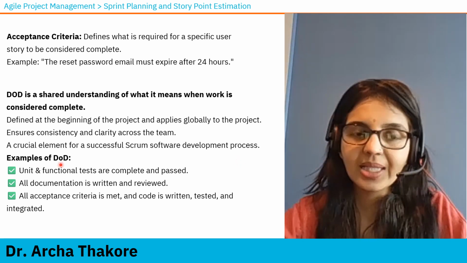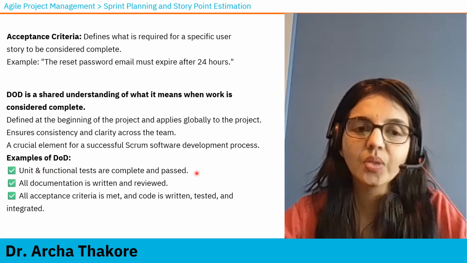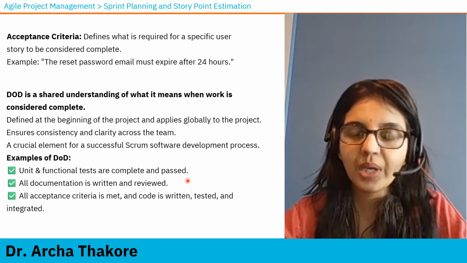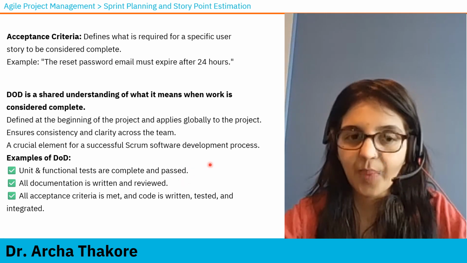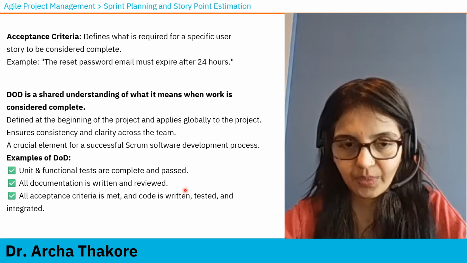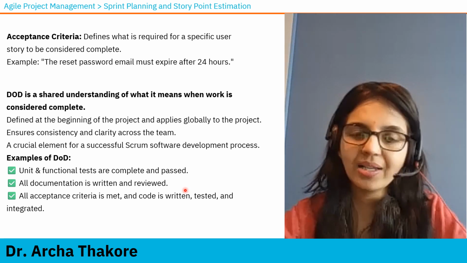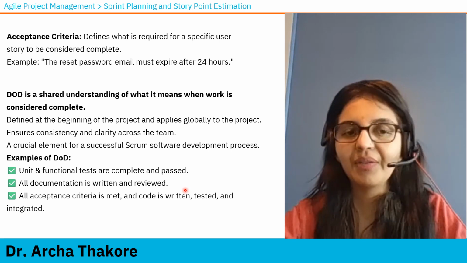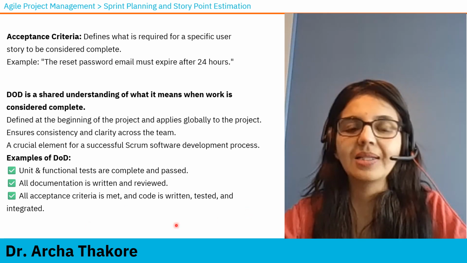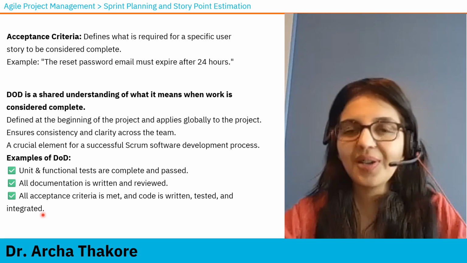Three examples of definition of done. Unit and functional tests are complete. So the unit tests and functional tests showing that the features are working properly are completed and passed, that is one example. All documentation is written and reviewed. Have you done that? So it's like a checklist. Every agile project will have a checklist which forms your definition of done. All acceptance criteria is met, code is written, tested, and integrated into the larger release pool. So that is your definition of done.